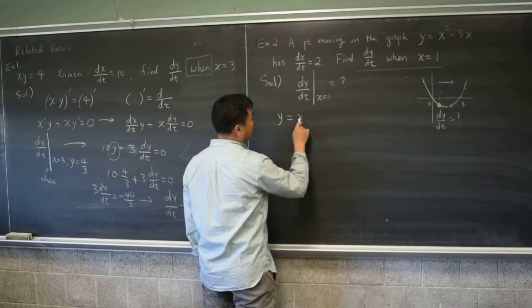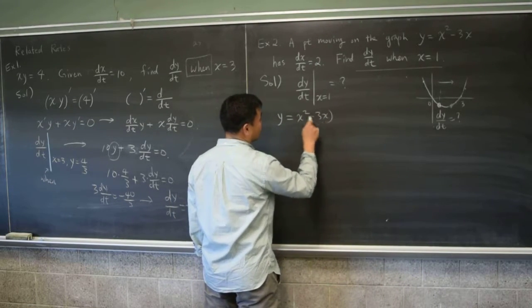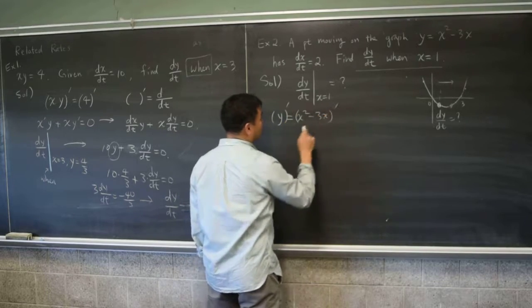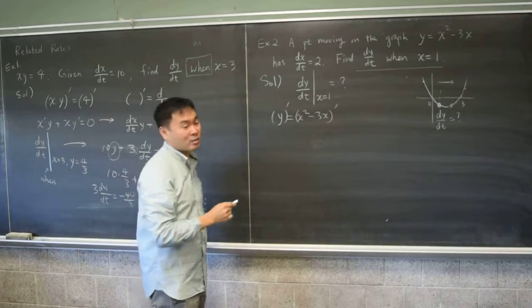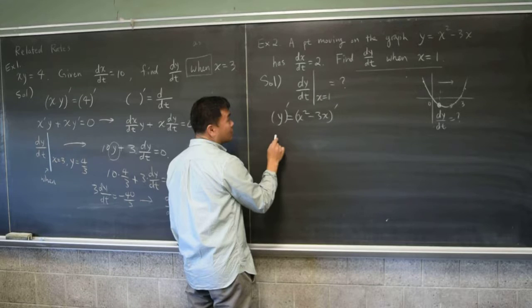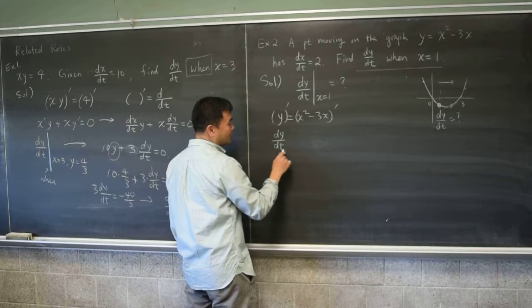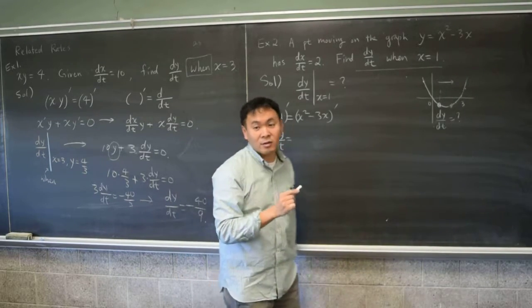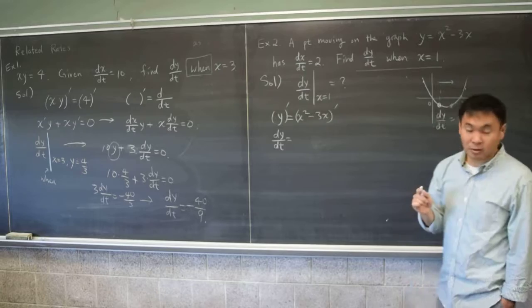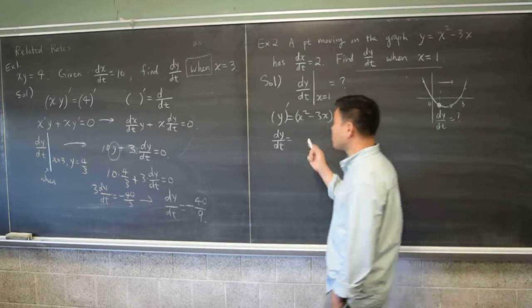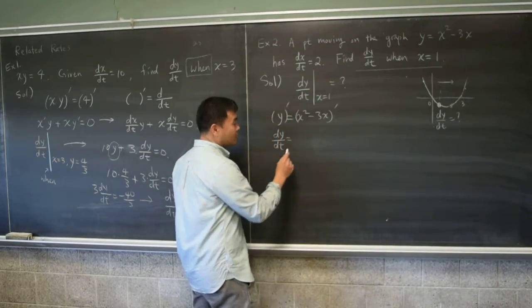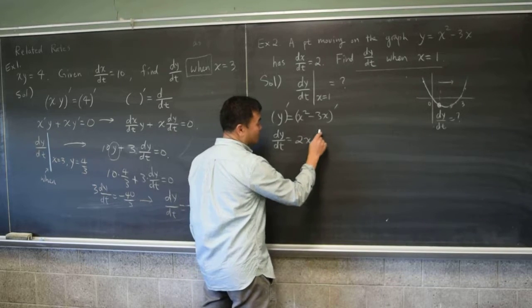y equals x squared minus 3x. Differentiate. Okay, so what do you get? y prime should be written as? y prime is y prime, but in this context it should be dy/dt. x and y are both functions of t. Okay, x squared differentiates to? 2x dx/dt. 2x dx/dt. Thank you.